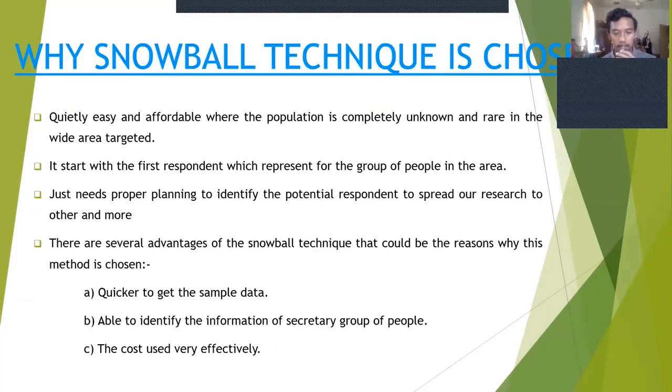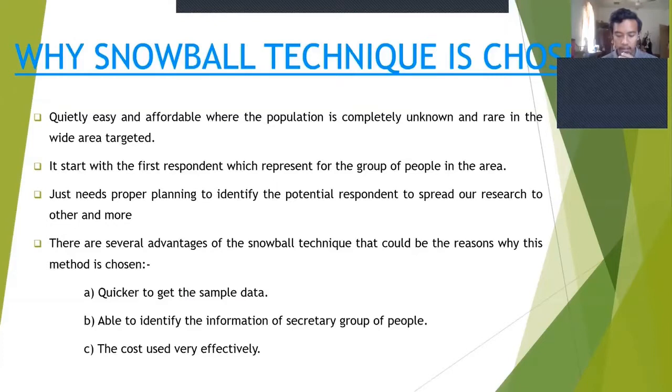Okay, the first one is that it is quicker to get useful sample data due to low energy use, without involving much planning to meet each respondent. The researchers just make an online survey form and spread it to the first respondent to deliver the research to their group. Secondly, it is able to identify the information of secretive groups of people.